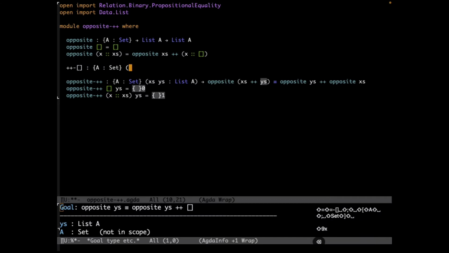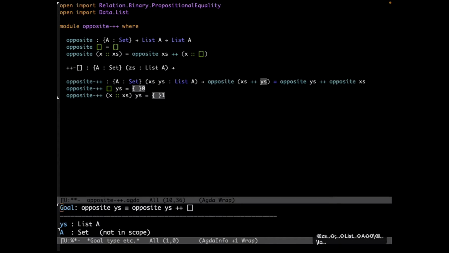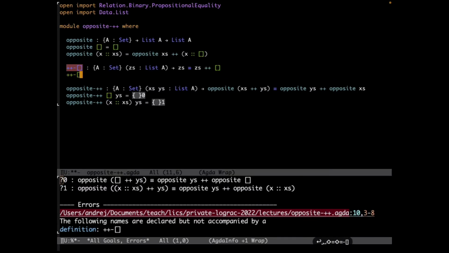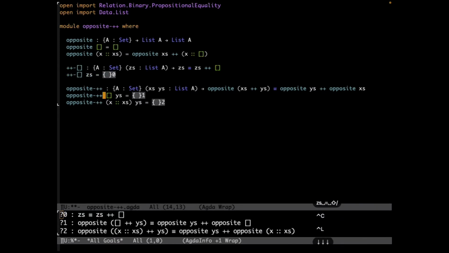And so this says now, if I have a list of a's, then I want to show that z's is the same as z's plus the empty list, like that. And it says, okay, you need to prove this. But before I prove this, I want to make sure that this is the lemma that I really need, because I don't want to be proving a lemma which later on I can't use.